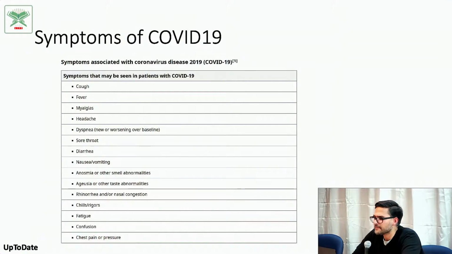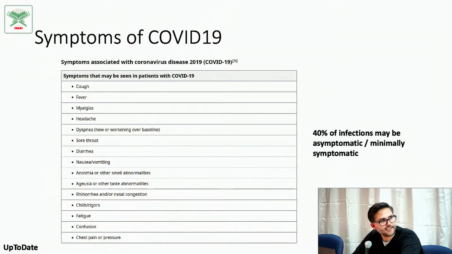And then a unique symptom, especially early in the pandemic, was the loss of taste and smell, which has been less prevalent with the Omicron variant. But what's also notable, if you go to the next slide, is 40% of infections may be asymptomatic or minimally asymptomatic, which has made this so difficult to control as a virus in this pandemic.